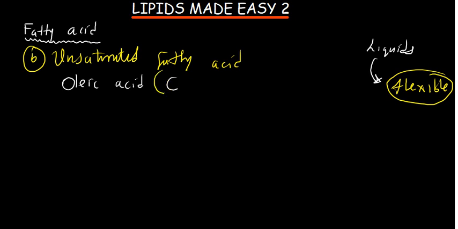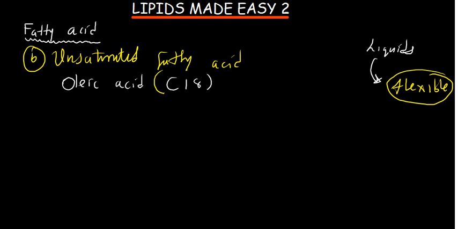It contains 18 carbons, just like the other one. It also contained 18 carbons. Even this one contains 18 carbons. Okay, so this one now has a double bond. It has a double bond somewhere, right? It has a double bond somewhere in the middle of the chain.